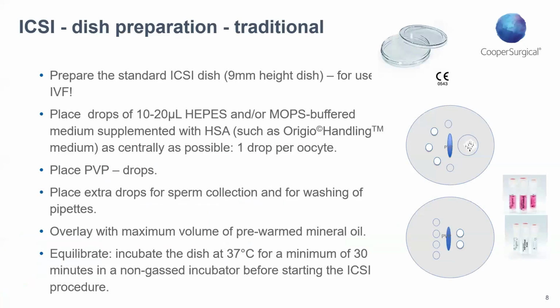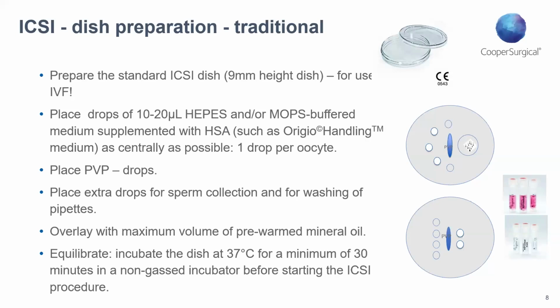So again, these dishes are going to be potentially exposed on our heated stage while we're doing the ICSI for a considerable length of time. So in this, just an example of how you might set up an ICSI dish, we're actually going to be using relatively small volumes of medium. So typically, you're going to use between 10 and 20 microliter drops. These are very vulnerable to changes with evaporation when you're making the dish. But equally, you've got to consider temperature during the process, because HEPES and MOPS buffered medium control pH by temperature.